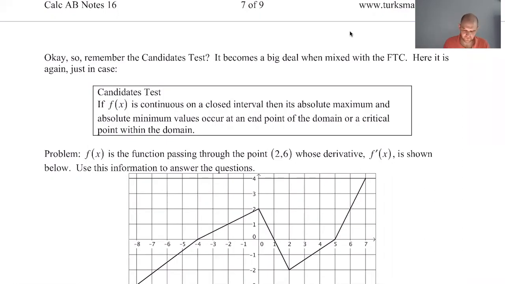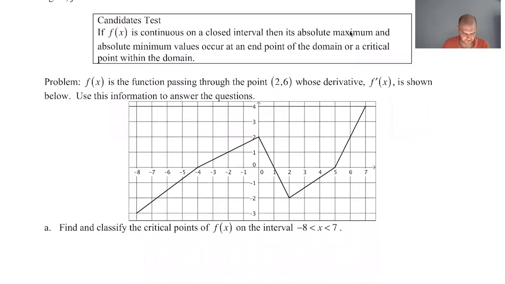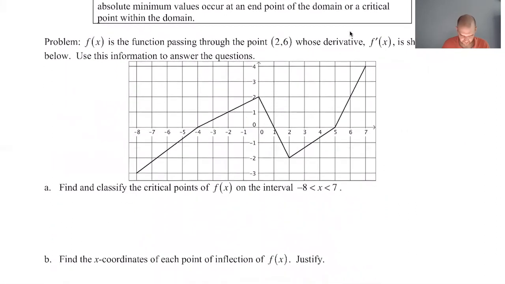So hopefully you recall, candidates test: if a function is continuous on a closed interval, it doesn't need to be differentiable, it just needs to be continuous. Continuous on a closed interval, absolute max, absolute min occur at an endpoint or a critical point. So it's kind of like a plan for how you're gonna find the absolute max and min. So let's see if we can do this problem, which hopefully is related to that, but you really never know.